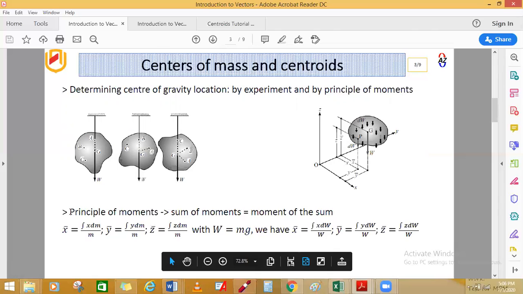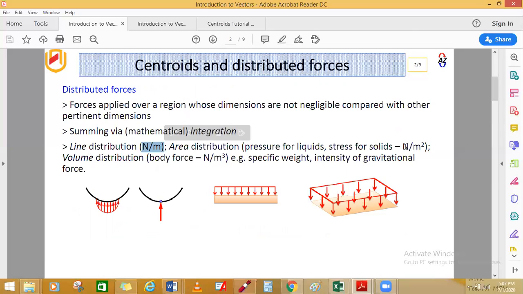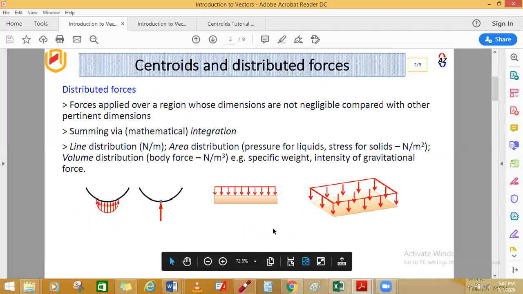Okay, so again, just like on the other side, in terms of the distribution of forces, the principle of moments again is a summation of moments. So you're gonna sum all the moments acting on that object. And again, if it's a line, like on the other side, if you remember, Newton per meter. For area, it's Newton per square meter. For volume, Newton per cubic meter.